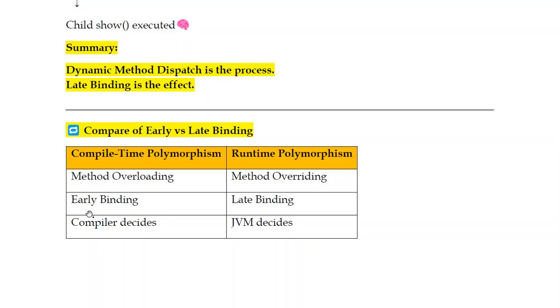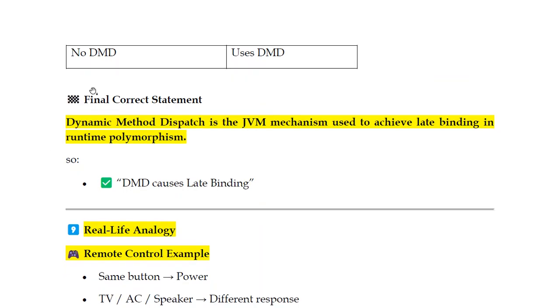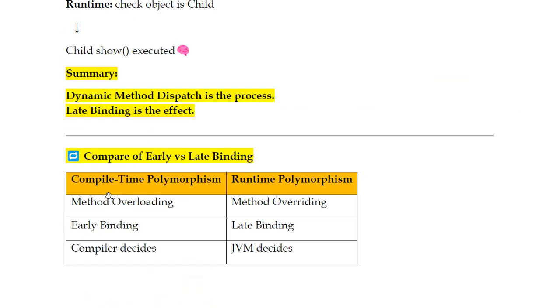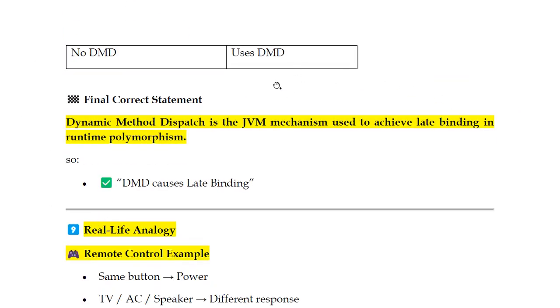So who is deciding? If the compiler decides, that is about compile-time calls. If the JVM decides, that is called runtime polymorphism. Here there is no DMD in compile-time polymorphism. Runtime polymorphism uses DMD. So the final statement: DMD is a JVM mechanism used to achieve late binding in runtime polymorphism. DMD uses the late binding concept.